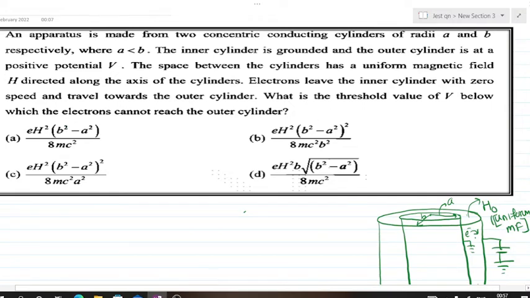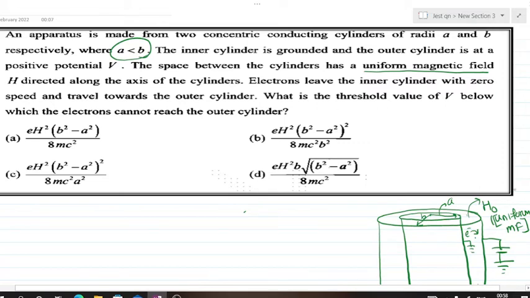An apparatus is made from two concentric conducting cylinders of radii a and b respectively, a is less than b. The inner cylinder is grounded and the outer cylinder is at a positive potential V. The space between the cylinders has a uniform magnetic field H directed along the axis of the cylinders. Electrons leave the inner cylinder with zero speed and travel towards the outer cylinder. What is the threshold value of voltage below which the electron can't reach the outer cylinder?